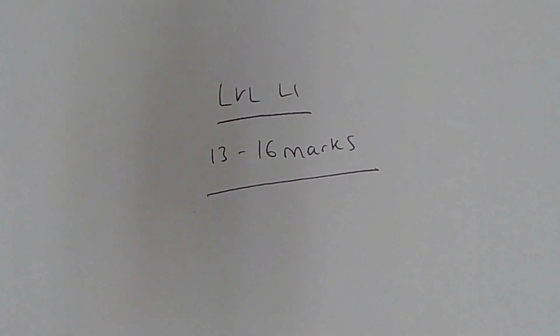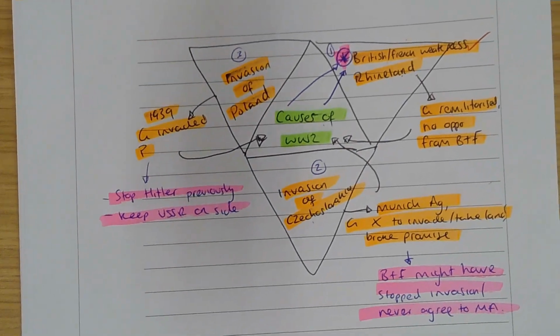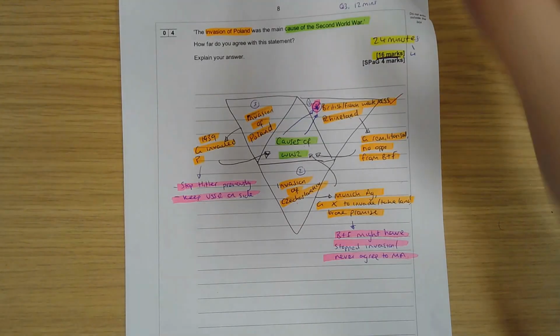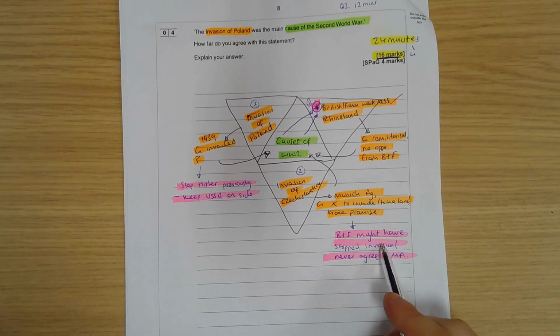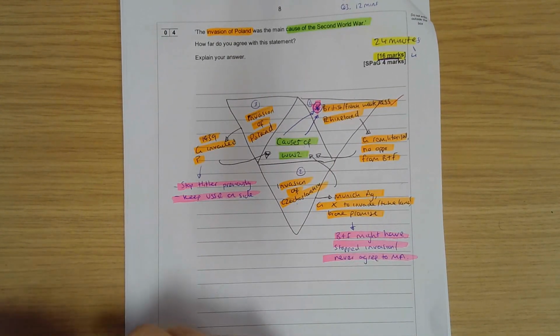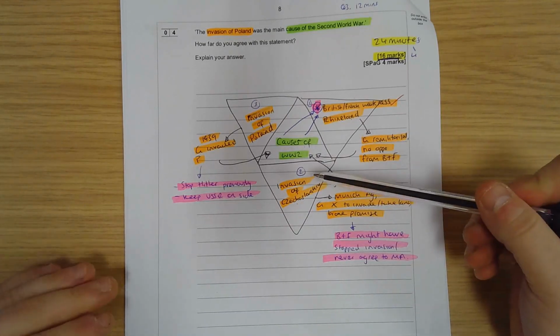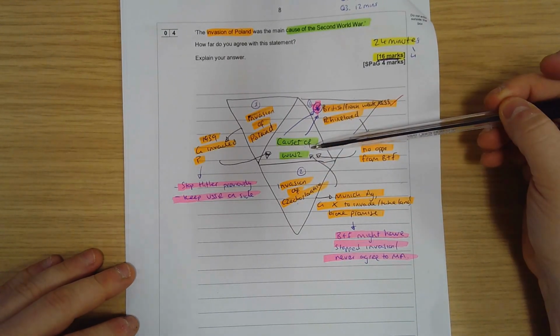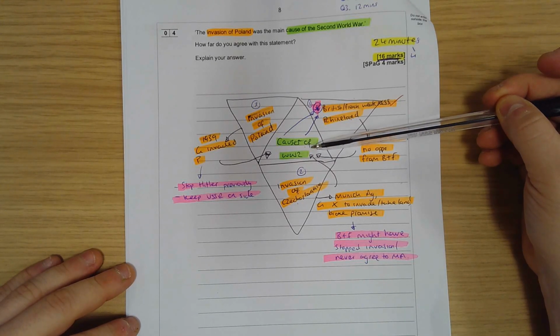So what we're going to look at now is how to get those level 4 marks, 13 to 16 marks, which is more than achievable on conflict and tension. Now to do this, we're going to use our plan, as we did previously, but the difference here is we're going to add in the pink bits. Now the difference between level 3 and level 4 is that after you explained how your orange bit caused World War II, you then need to link it to your main factor.